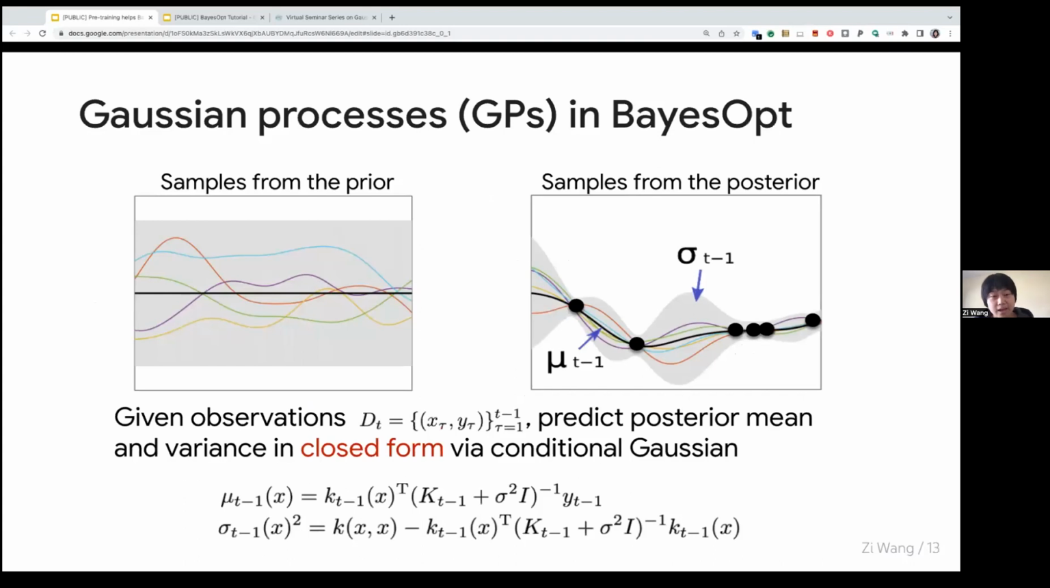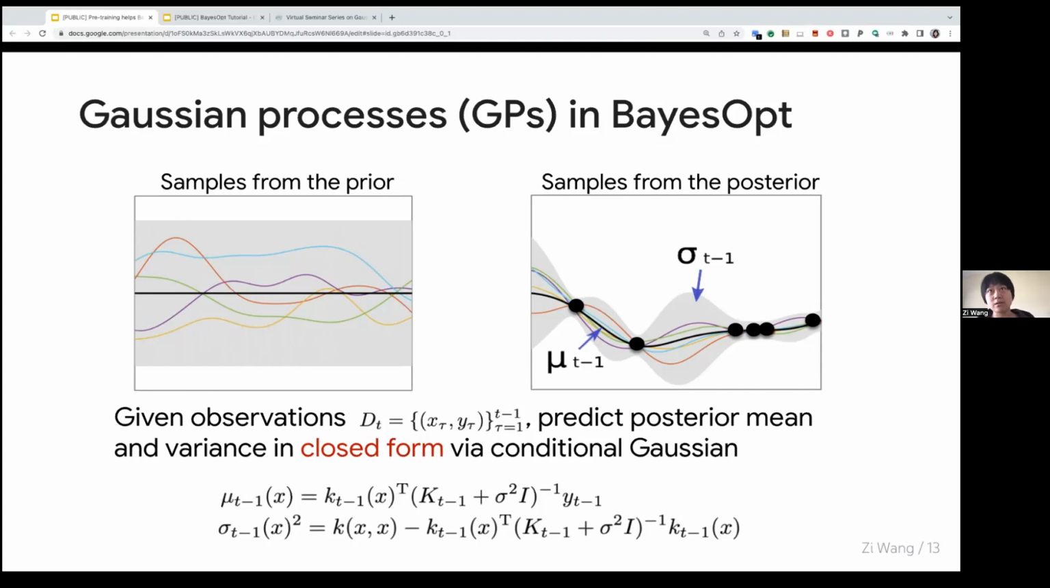So the model we have in Bayesian optimization is typically a Gaussian process. If we think about a Gaussian process, it's a distribution over functions. At first, our functions may look like the ones on the left, which is the prior part. They kind of follow a similar paradigm, but they're going to be very different.